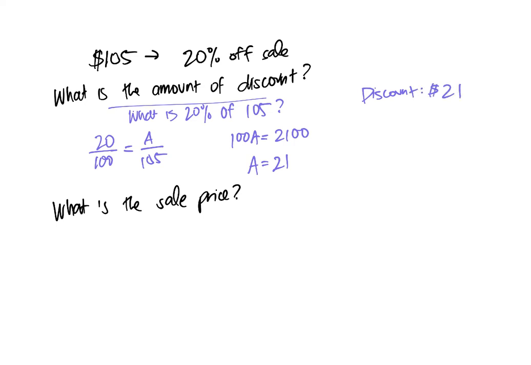What is the sale price? So now I want to find out what my new price is, right? So since I already found the discount, I'm going to just subtract that from the original price. 105 minus 21, which is 84. So our sale price is $84.